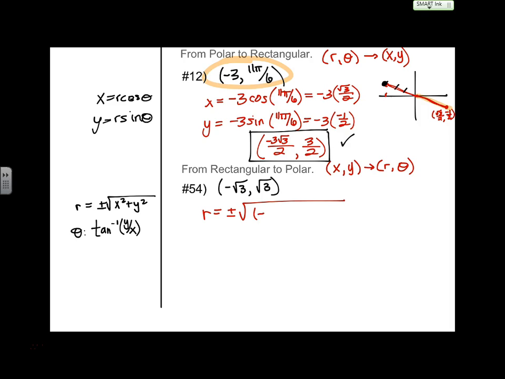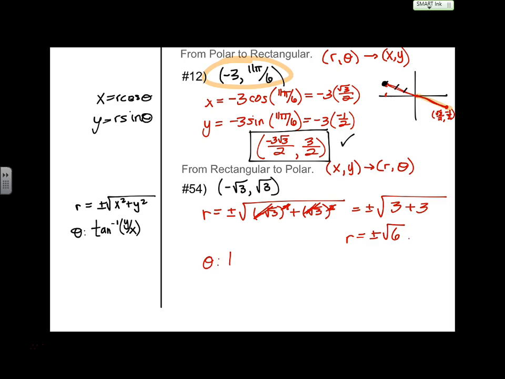We have X squared, which would be (-√3) squared, plus Y squared, which would be (√3) squared, which equals plus or minus. The nice thing about square roots and squares, a negative times a negative is a positive. Don't even worry about that. It'll be 3, and the square root and square will just be 3 again. So right now we have R is equal to plus or minus √6. That's funny, but it's right.